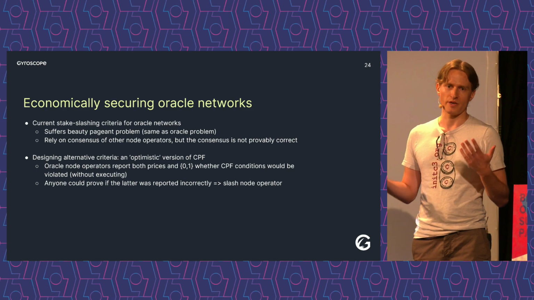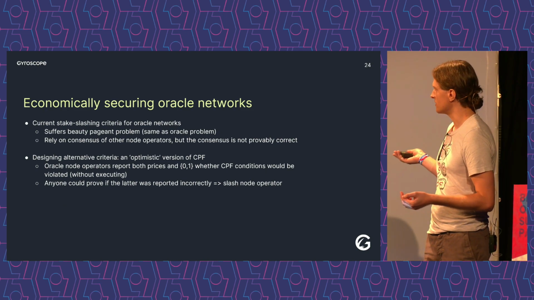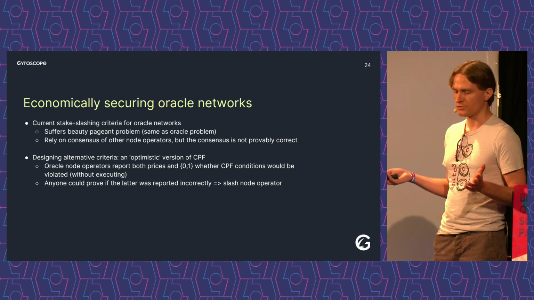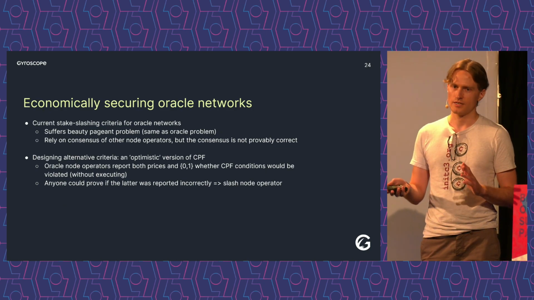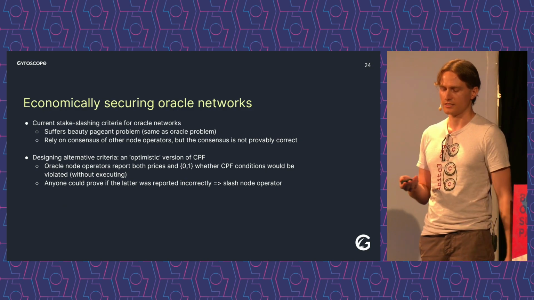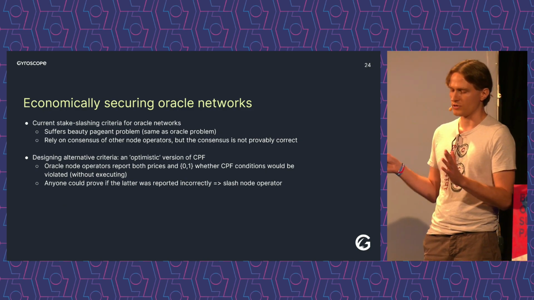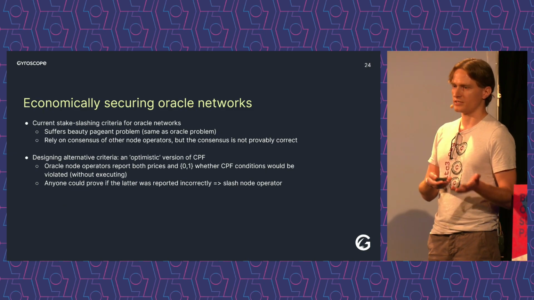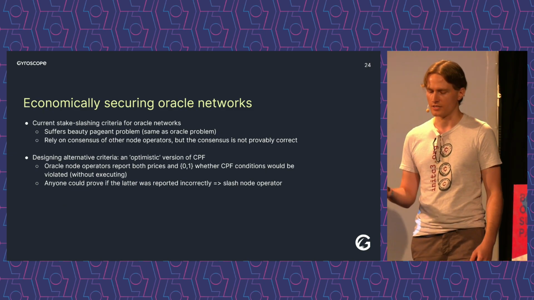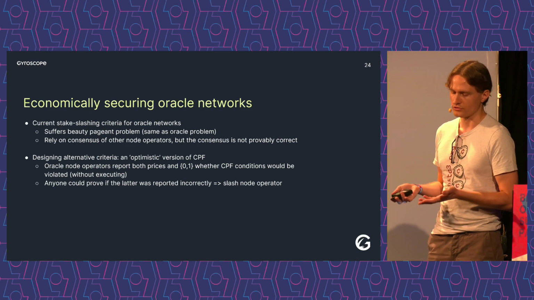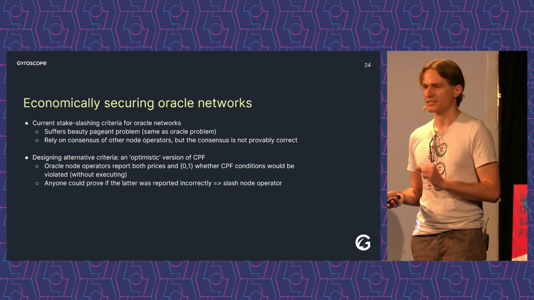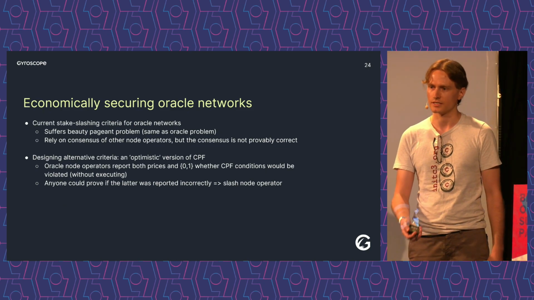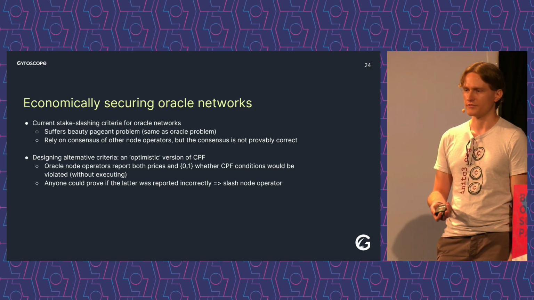In particular, you could make an optimistic version of the consolidated price feed. Here, Oracle node operators would report both prices and the signal about Oracle integrity, like the 0, 1 about whether the consolidated price feed conditions are violated, but this isn't necessarily executed on chain. Then anyone would be able to prove that this second signal was reported incorrectly, and initiate the slashing condition.